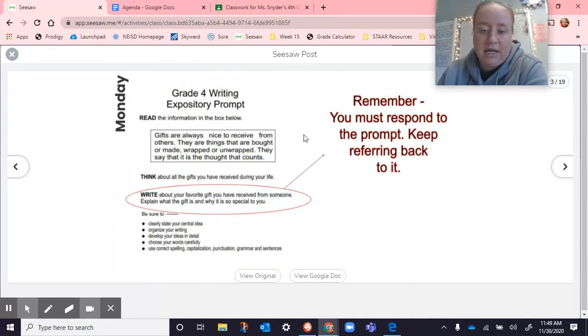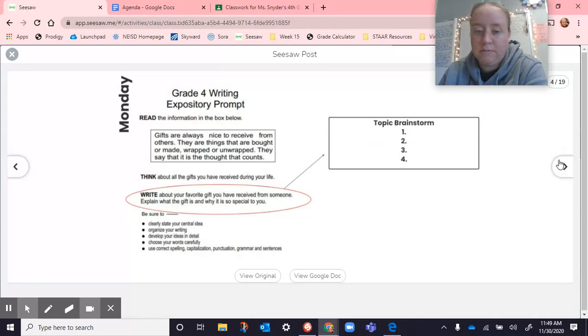And so for this week, we're using this prompt. It says, write about your favorite gift you have received from someone. Explain what the gift is and why it is so special. So we are going to keep referring back to this. This is the most important thing on this page. We've got to make sure that we're responding to this. So we want to keep going back to it and making sure that we are addressing all the little pieces to it. We have to make sure that we're responding correctly to those.